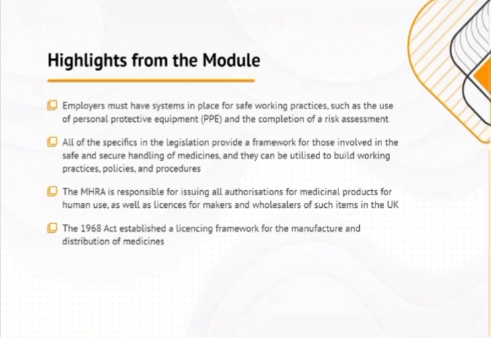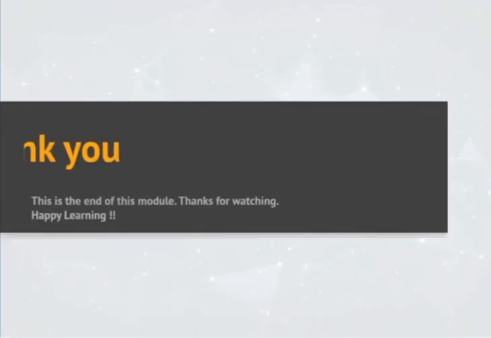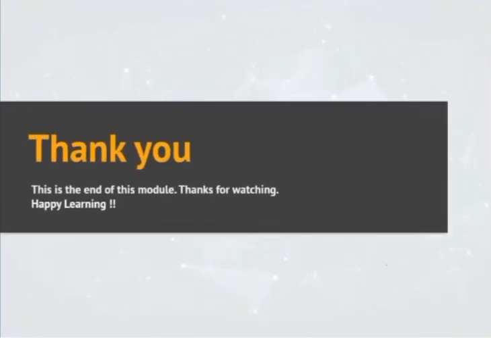The MHRA is responsible for issuing all authorizations for medicinal products for human use, as well as licenses for makers and wholesalers of such items in the UK. The 1968 Act established a licensing framework for the manufacture and distribution of medicines. We have reached the end of the module.